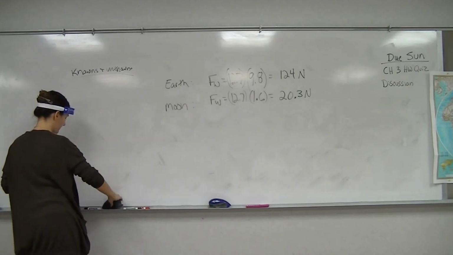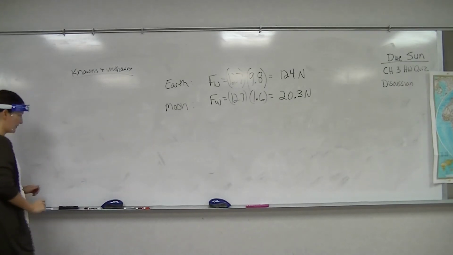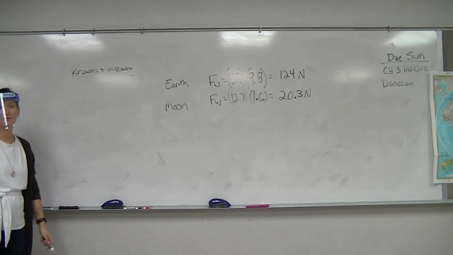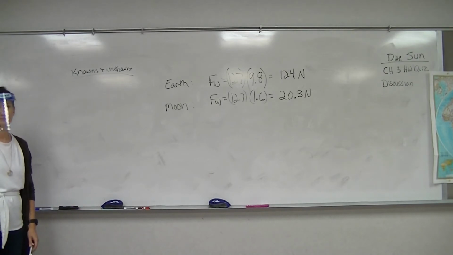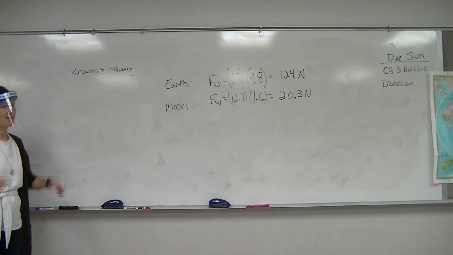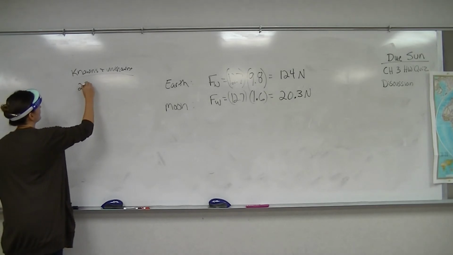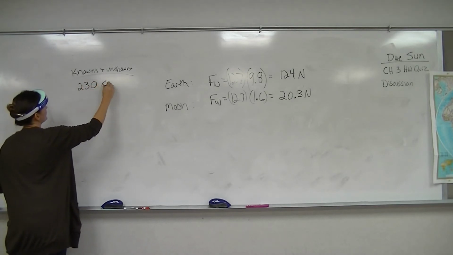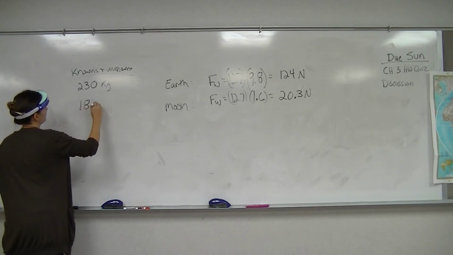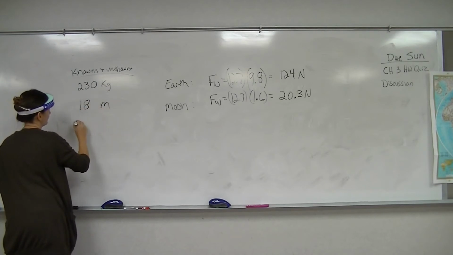So looking at number 7. What does number 7 tell us about centripetal force? Anybody read it to me? I don't have it. An ATV with a mass of 230 kilograms takes a curve with a radius of 18 meters at a velocity of 31 miles per hour.